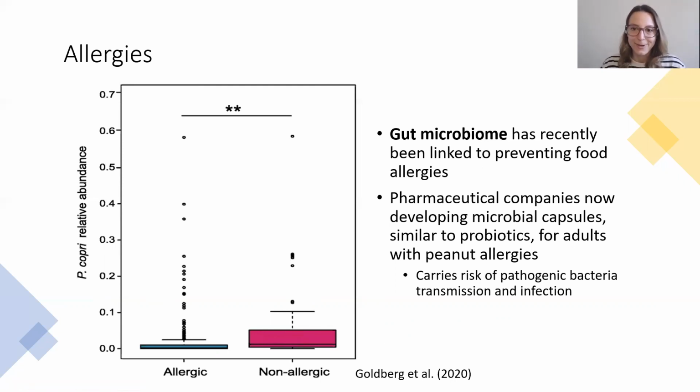So pharmaceutical companies, always wanting to be the first to discover things and the first to make money off things, are actually looking at ways to develop these potential microbial capsules. So something similar to probiotics, which already exist, but specifically for adults with things like peanut allergies or other allergies.